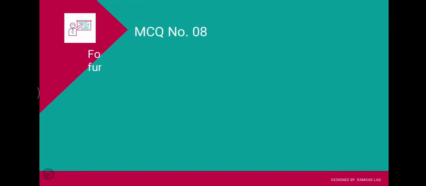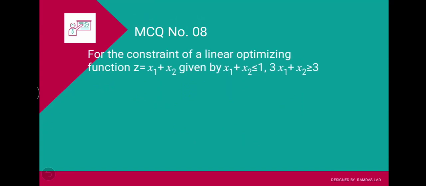Next question, question number 8. For the constraint of a linear optimizing function, z is equal to x1 plus x2, given by x1 plus x2 is less than or equal to 1, comma 3x1 plus x2 is greater than or equal to 3, and x1 and x2 are greater than or equal to 0. So here the objective function is given, as well as constraints and the non-negative condition.